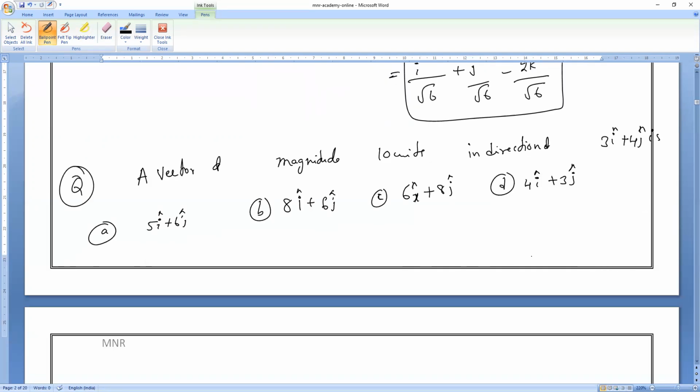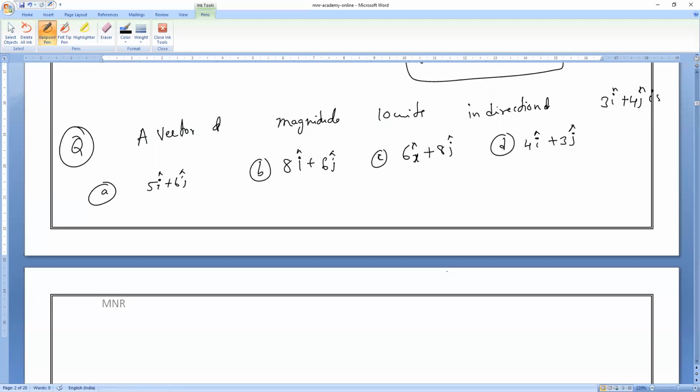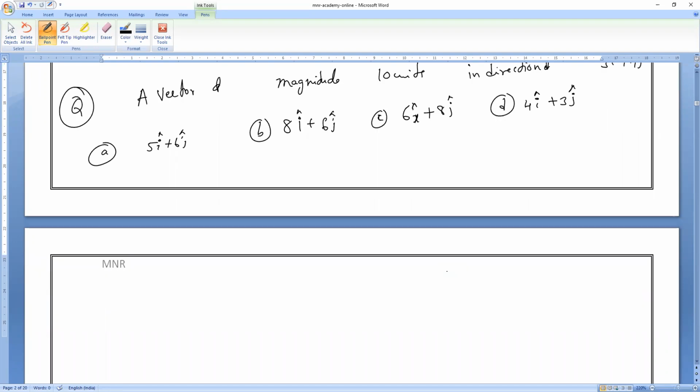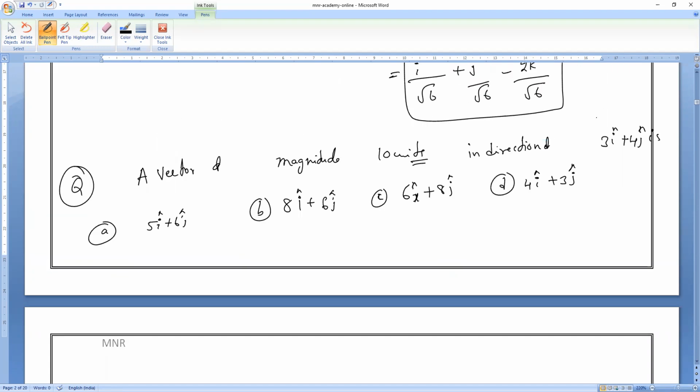So this is what they are giving. Observe very carefully. Now they are asking for units in direction of. We want to find the direction. So it's very simple, you remember that. They are asking us for a vector of magnitude 10 units in direction of 3i cap plus 4j cap.